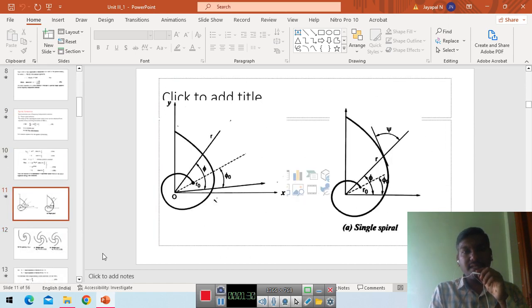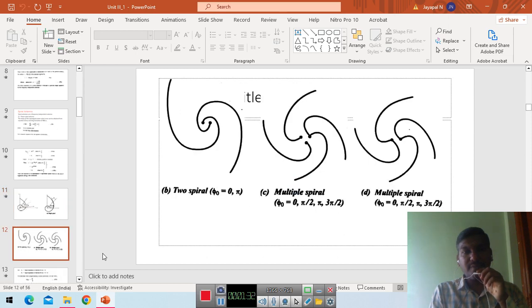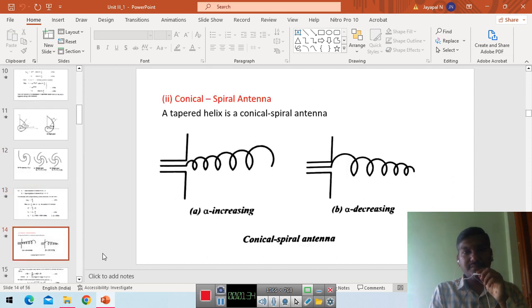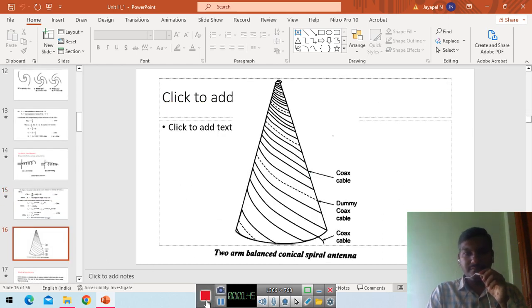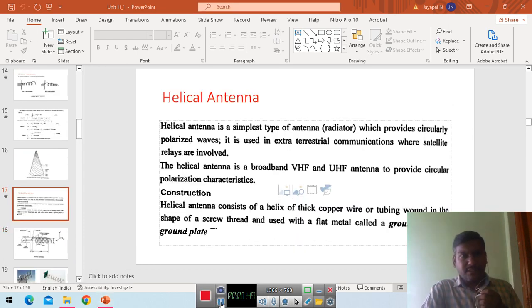and these are the various kinds of spiral antenna we have: two spiral, multi spiral, and this is the conical spiral antenna. Alpha values increasing and alpha values decreasing, and this is the two unbalanced conical spiral antenna. Now let us look at the helical antenna.